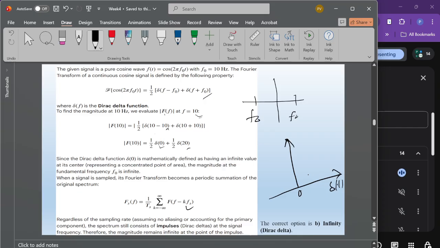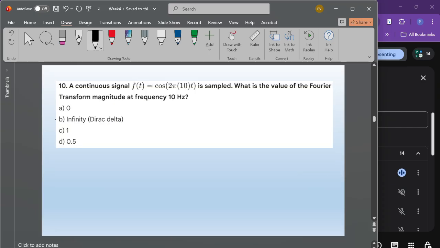Okay, so their magnitude remains infinite at that point, at zero. It is always infinite at zero. If you multiply it with any value, it will be infinite. So the correct option is infinite, infinite at f equal to 0. If any frequency is given, the value will be infinite only. So the correct option is B, infinite, for the Dirac delta function.